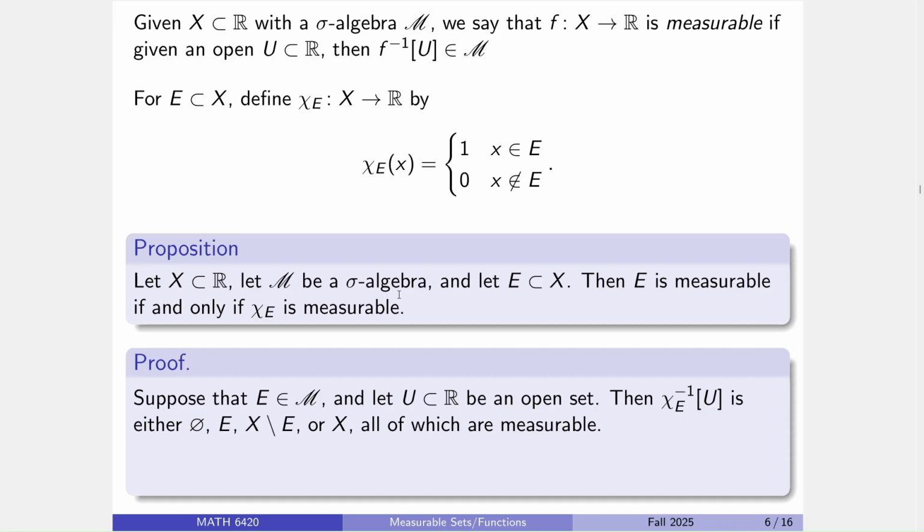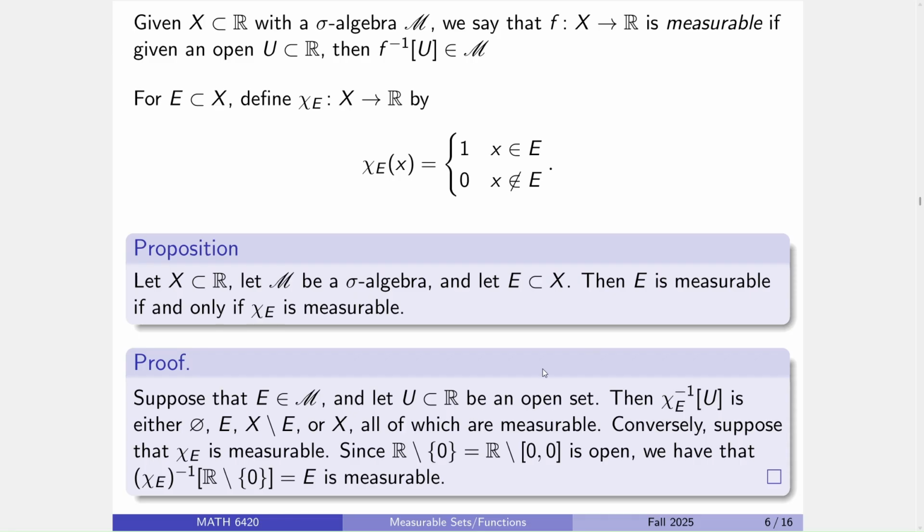The open set misses 1 and 0, which means the inverse image is empty. The open set has 1 but not 0, which means it spits out E. The open set has 0 but not 1, which means it will spit out the complement. Or the open set has both of them, which means it will just give you everything. And note, all four of these things are measurable, so the inverse image of any open set will in fact be a measurable set.